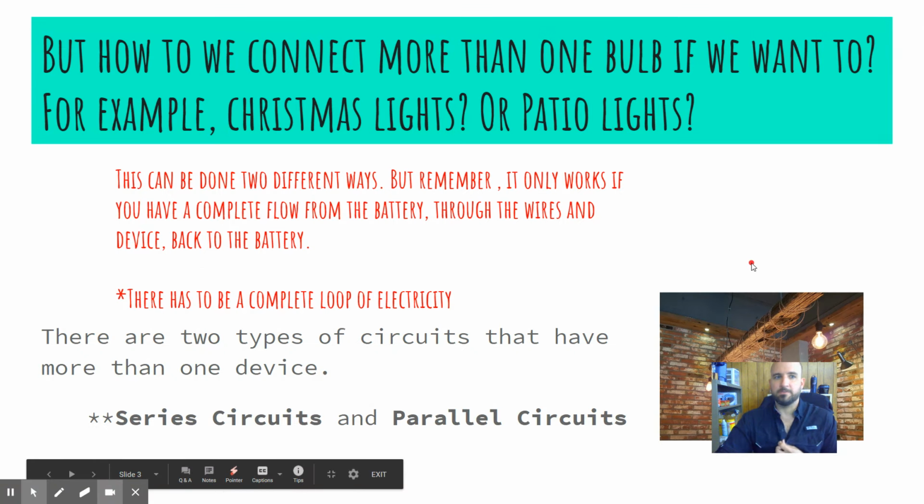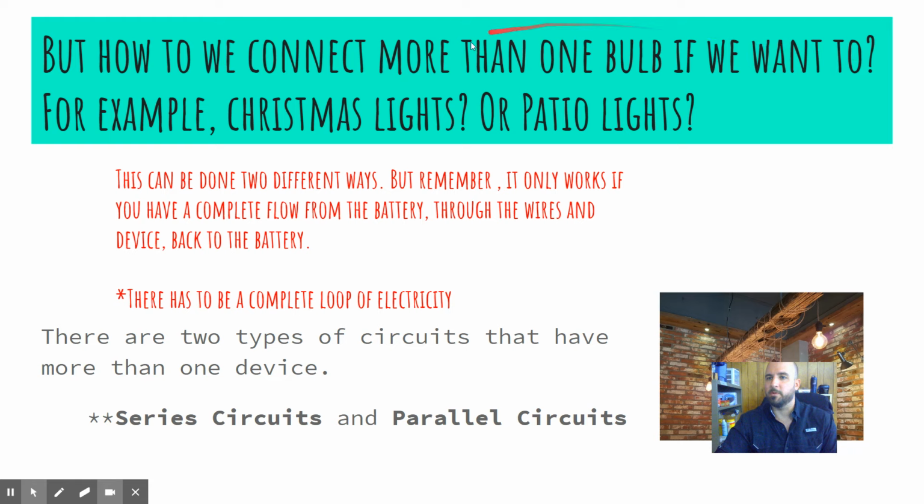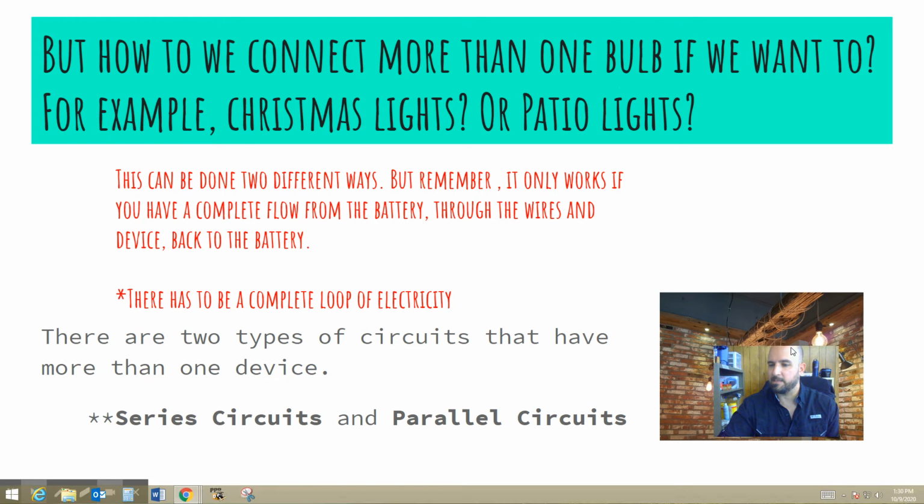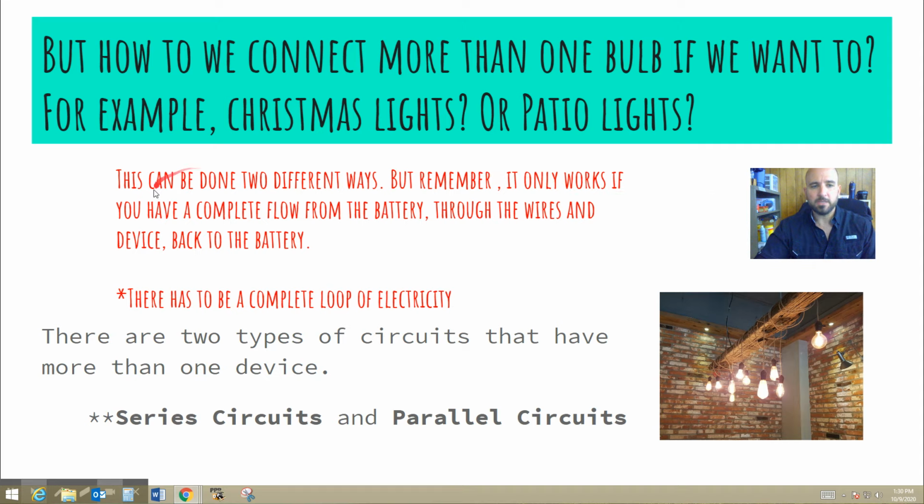And let's ask ourselves this: how can we connect more than one bulb if we were to want to? For example, those Christmas lights or those patio lights that I was talking about. So this can be done in two different ways. We're going to learn about two different types of more complex circuits today. It only works if you have a complete flow from the battery through the wires and device and back to the battery. That principle doesn't change. You have to have a complete flow in order for this to work. There has to be a complete loop. All right.